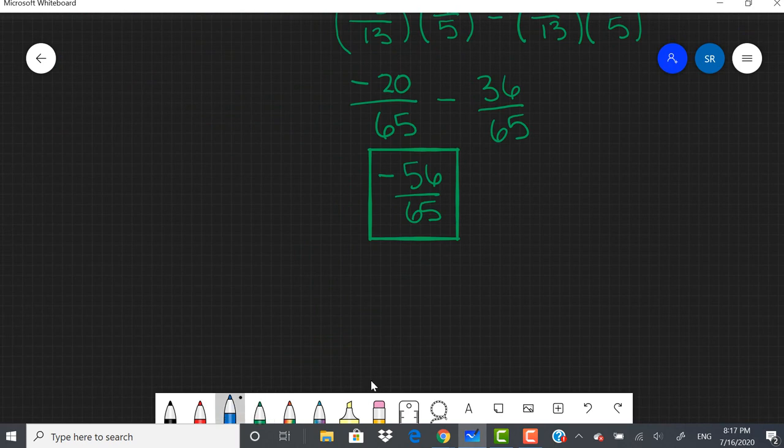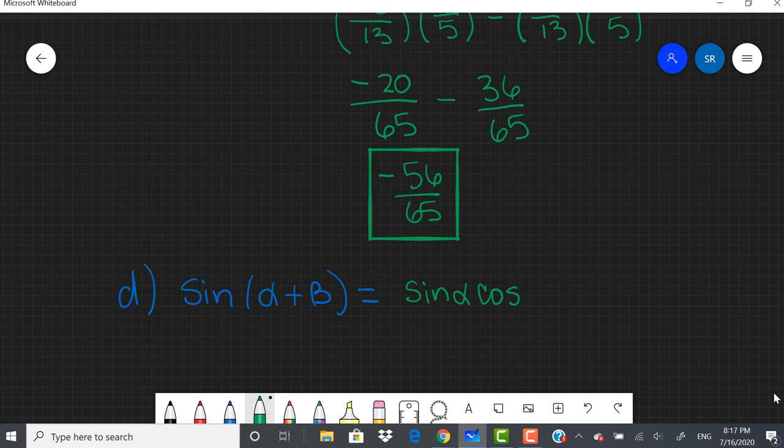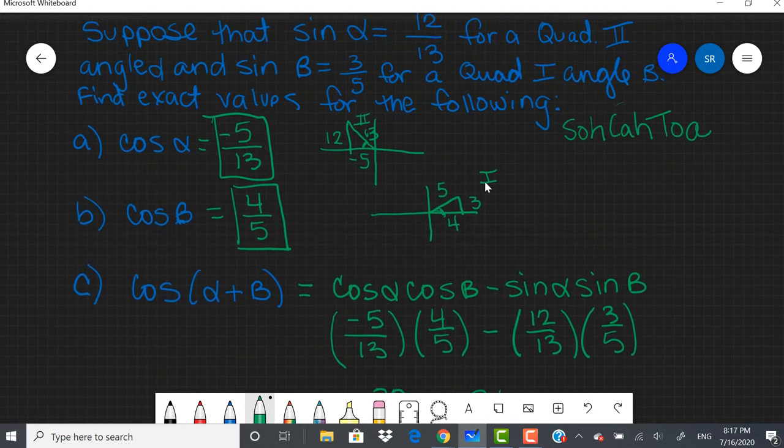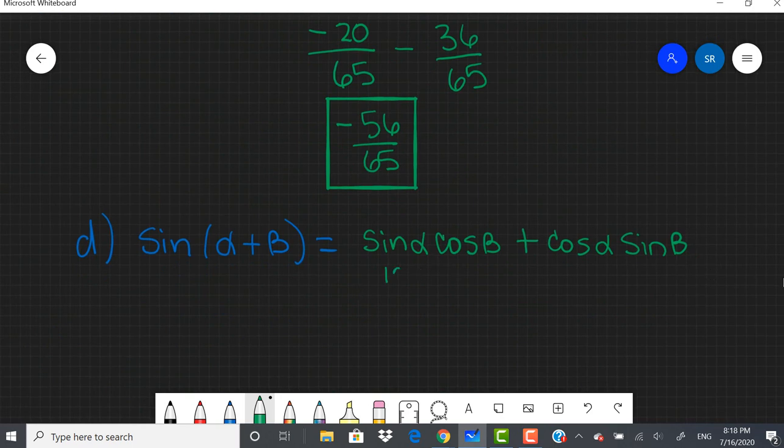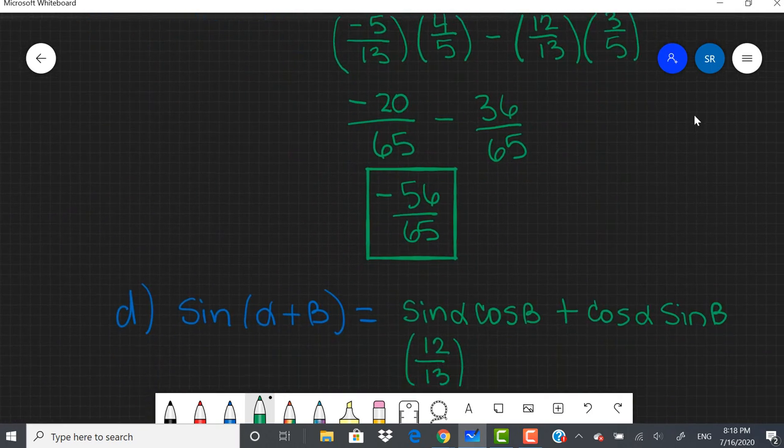All right, last one. We're going to go to D, and this is sine alpha plus beta. From our sum and difference formulas, this is equal to sine alpha times cosine beta plus cosine alpha times sine beta. See, very subtle differences in each term, so be very careful about what we plug in here. Sine alpha, if you need to go back up, is 12/13. Just substitute for everything. So sine alpha was 12/13, and my cosine beta is this one here, 4/5.